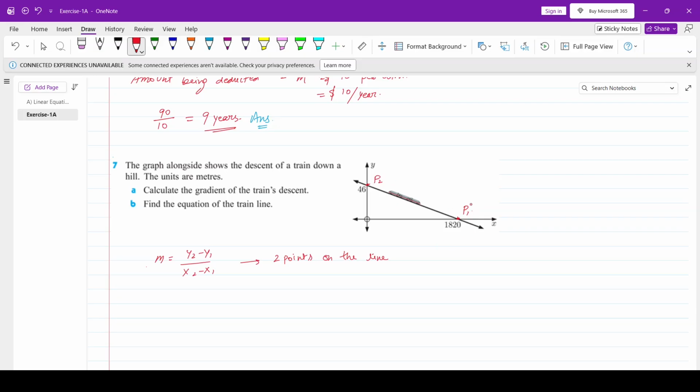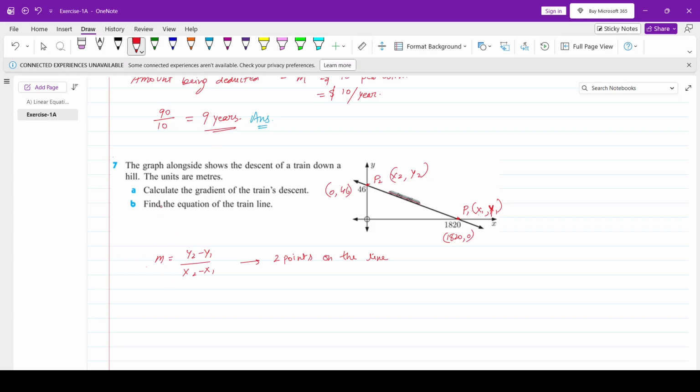So, this point 1 has x1 and y1. This point 2 has x2 and y2. And these x1 and y1, x2 and y2 are here. At this point, it is 18, 20, 0. And at this point, it is 0, 46. Now we have the value of x1, x2, y1, y2. We can easily calculate m. We have already done it many times.